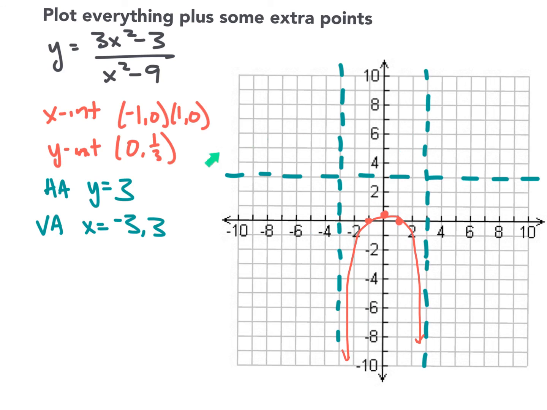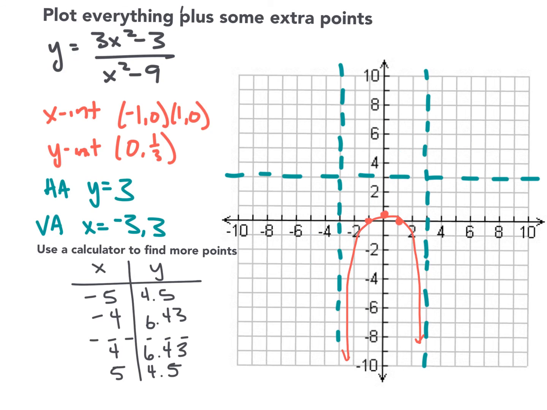Now, how are we going to find over here in these spots? Well, we're just going to have to plot some extra points. To do that, we can just use a calculator. Okay? So here, I knew my vertical asymptote was at negative 3, so I found 2 points to the left, negative 5 and negative 4. And now I can plot those. At negative 5, we're at 4.5. And at negative 4, we're at 6.43. And that actually mirrors on the other side. At 4, we're at 6.43. And at 5, we're at 4.5.